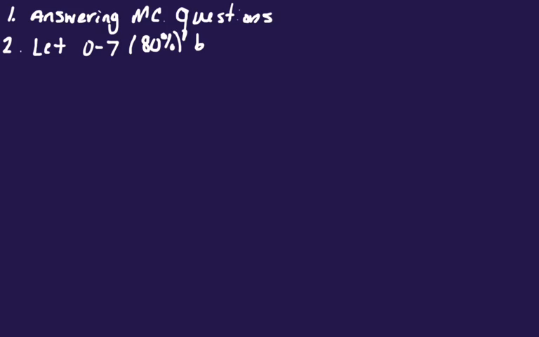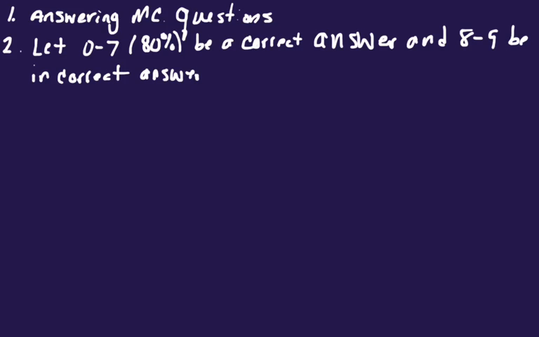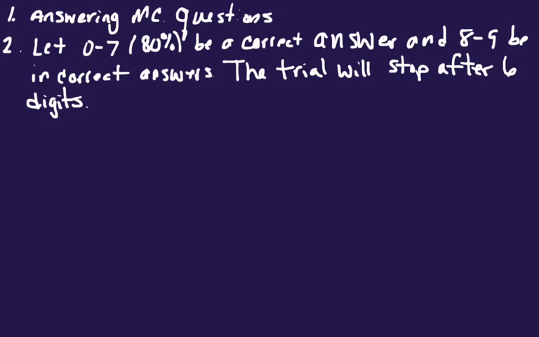Step 2 says we want to divide up our numbers. If we have an 80% chance of getting any question correct, then 8 of our 10 digits are going to be dedicated to correct answers, and 20% are going to be dedicated to incorrect answers. So you can see here we're going to let 0 to 7 be the correct answers, and 8 and 9 be the incorrect answers.